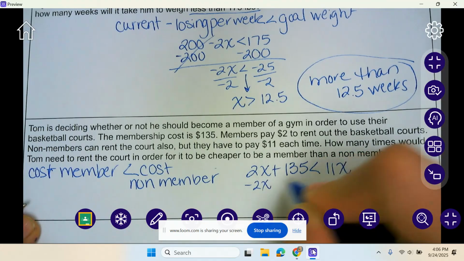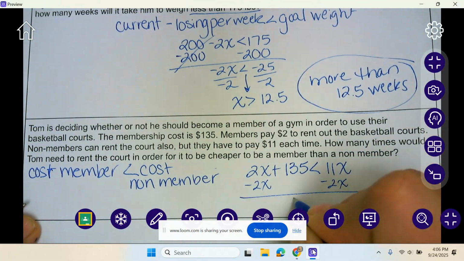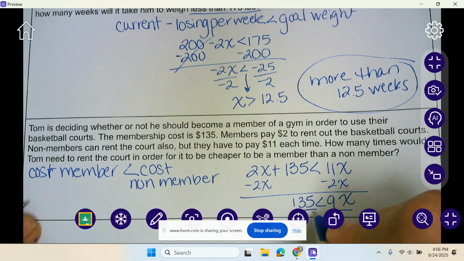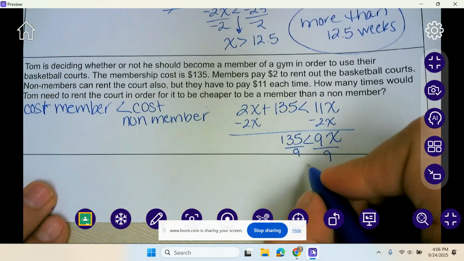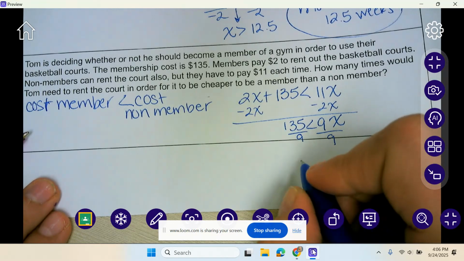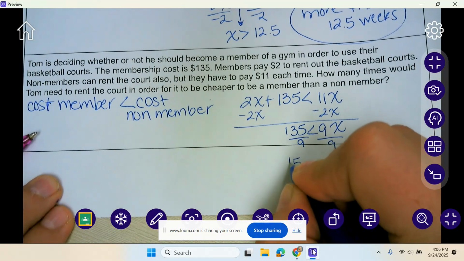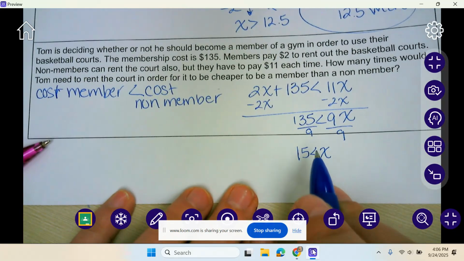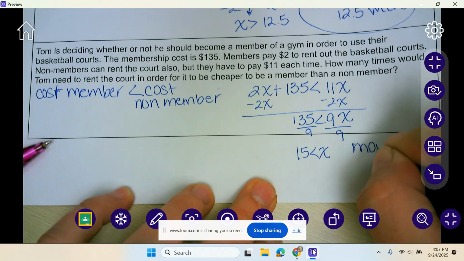So I'm going to move the variable. And then I'm going to divide by the coefficient. Whoa, running out of space. Okay. And then so divide by 9, and I get 15 is less than x. So it's 15 to break even. So it has to be more than 15 times.